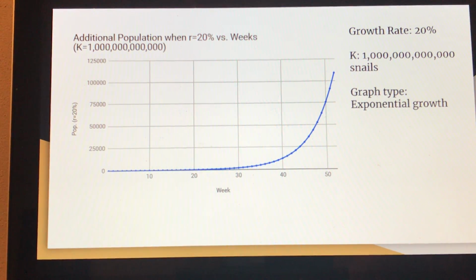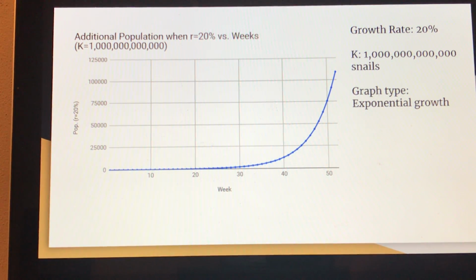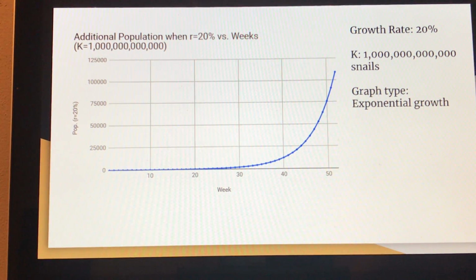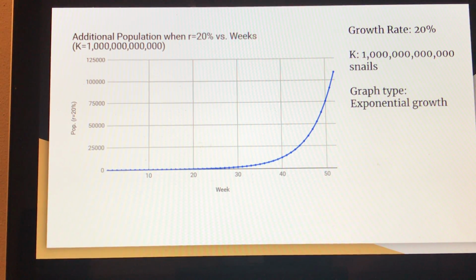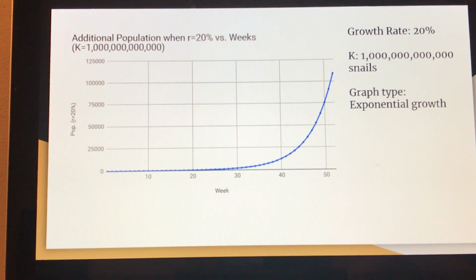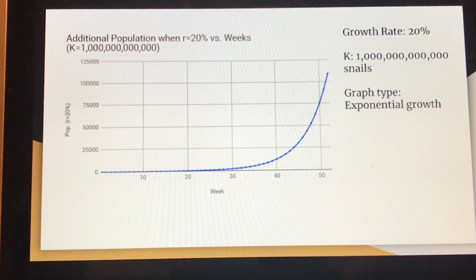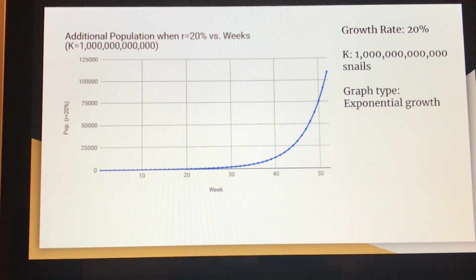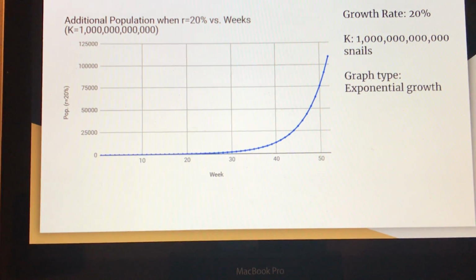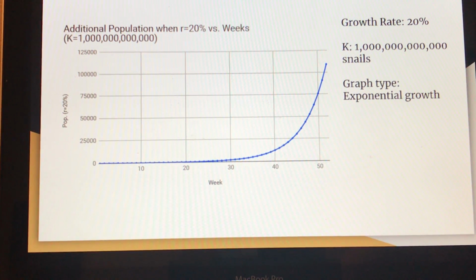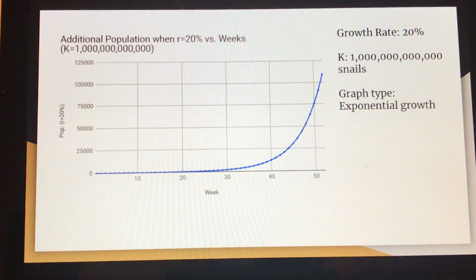When we graph the number of additional snails at a growth rate of 20% and a carrying capacity of 1 trillion over a span of 52 weeks, we see that the graph does not reach a maximum and start to decrease as it would if it resembled sigmoidal growth, which we saw before. Instead, the graph appears to be exponential growth as the growth starts slow and then speeds up and does not reach a limit or a carrying capacity. This occurs because the growth rate is so small at 20% and the carrying capacity is so large at 1 trillion.